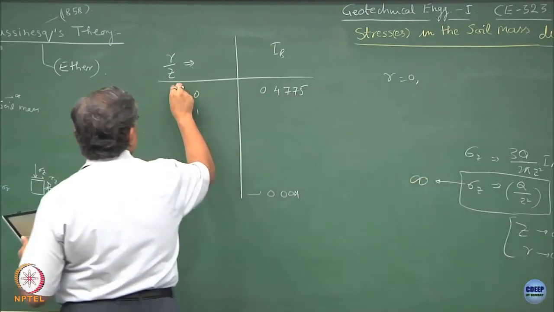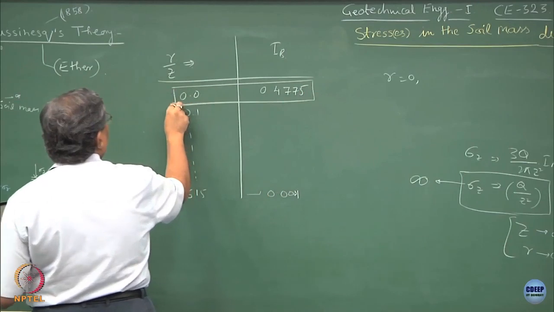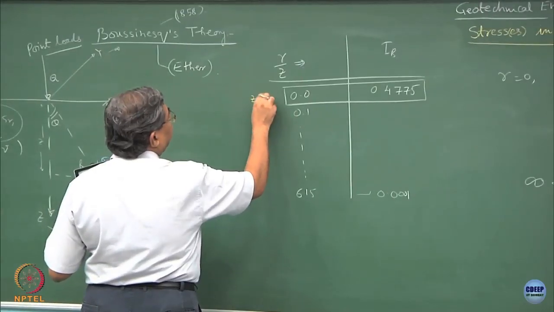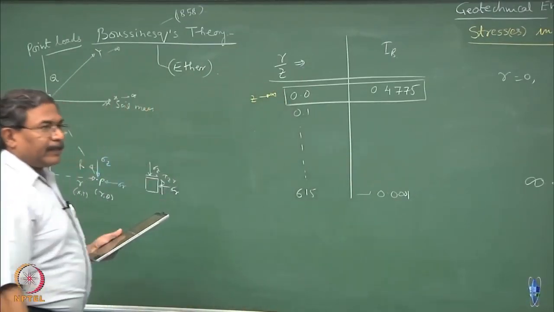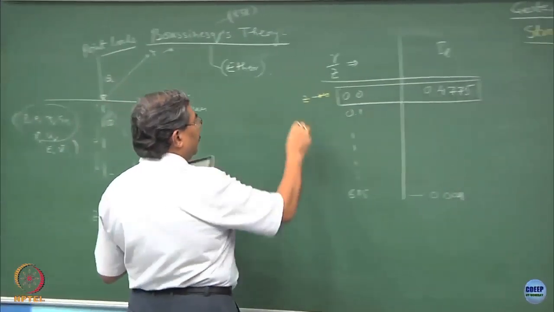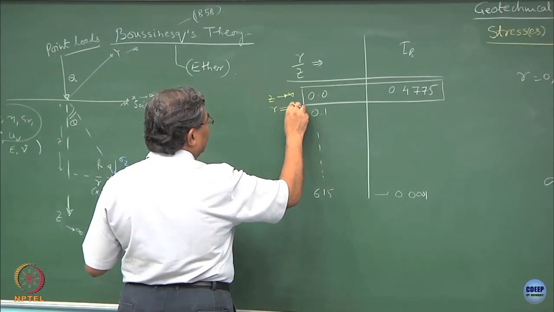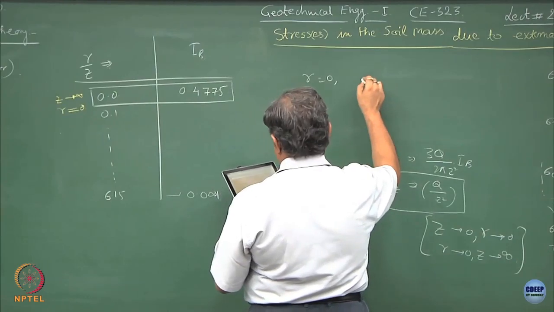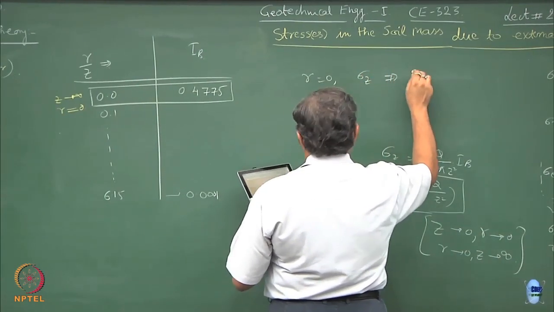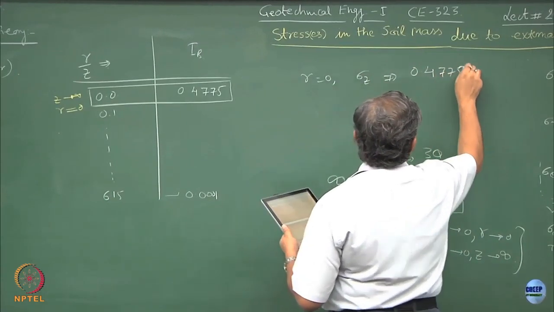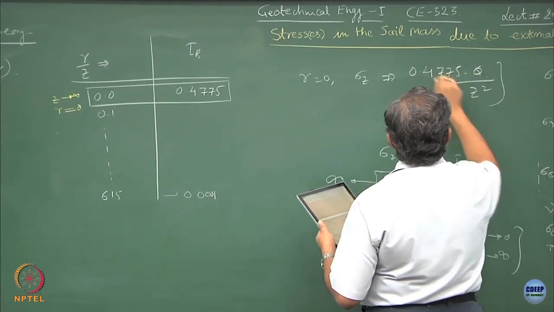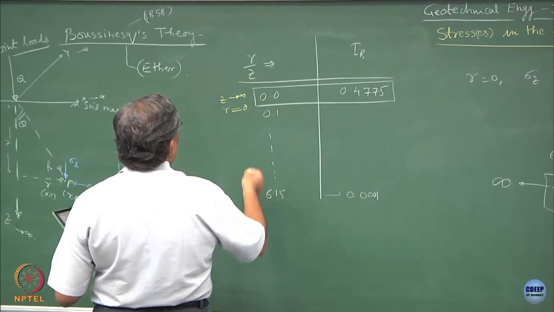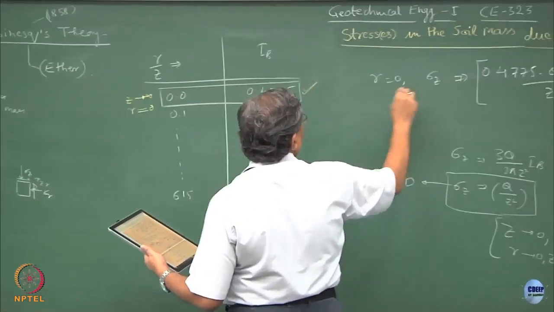Now, this is a very interesting solution which we have obtained. There are two possibilities of getting this: either z tends to infinity, then only we can get r by z equal to 0, or a better possibility will be r equal to 0 itself. So, this is a solution when r equal to 0, we say that sigma z equal to 0.4775 q upon z square. Now, the point is, this is the solution which normally is used to obtain the sigma z.